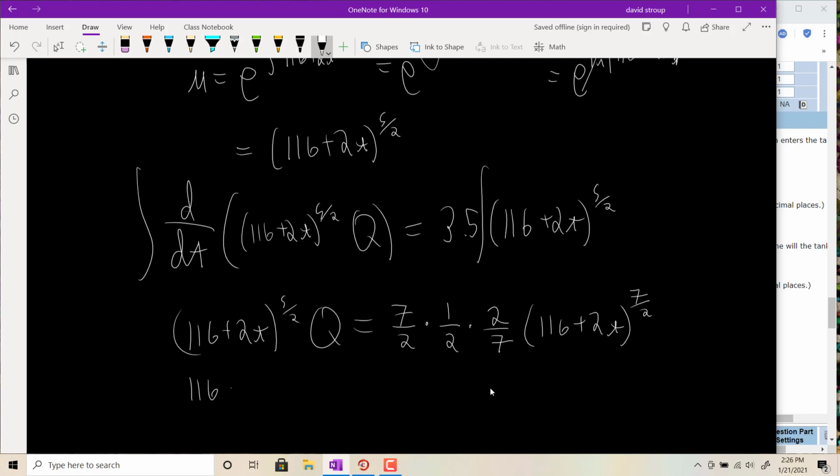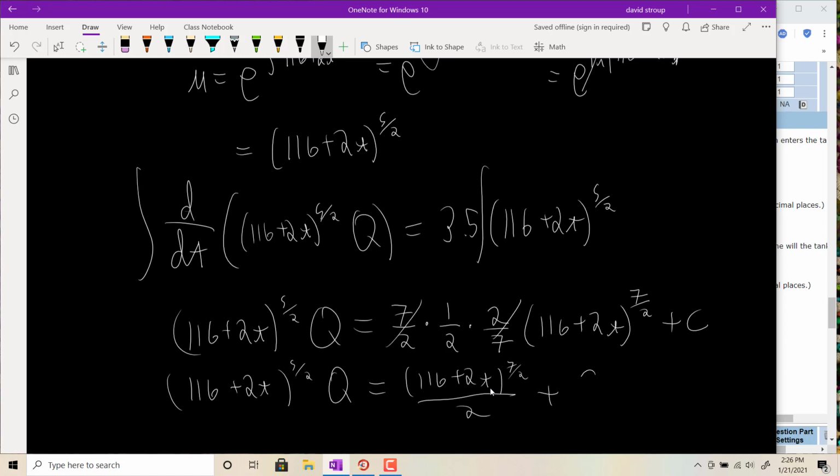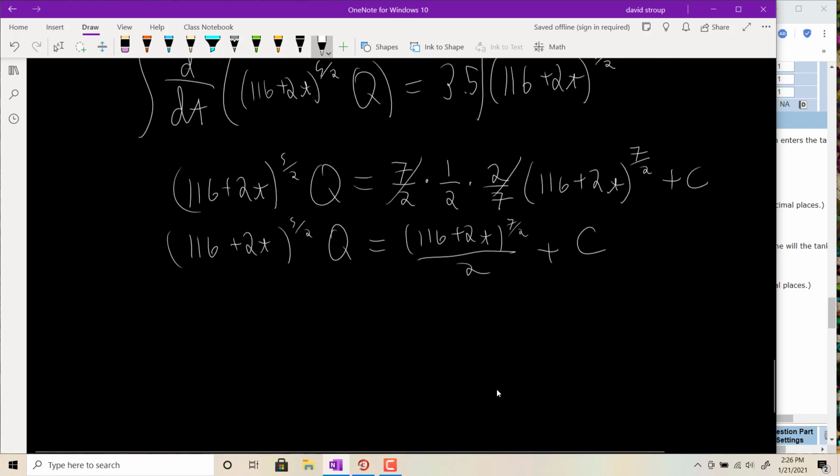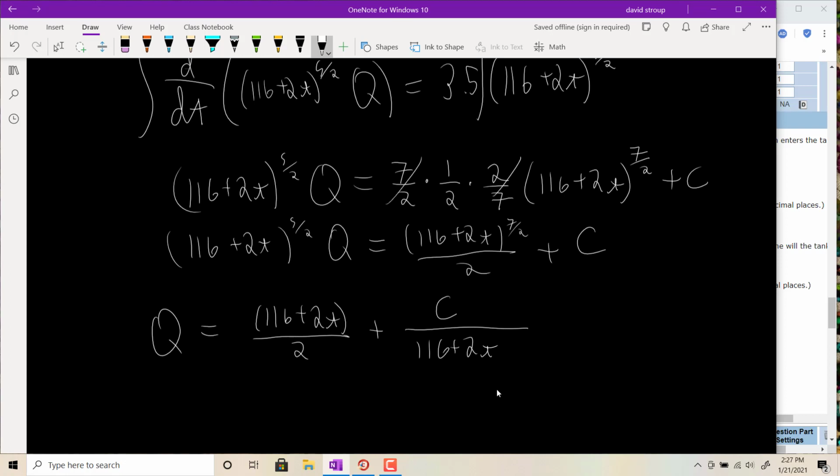And then we can clean it up a little bit. These cancel, and you're just left with (116 plus 2t) to the 7/2 divided by 2, and we need a plus C in there. Then you could divide both sides by (116 plus 2t) to the 5/2. You get Q equals, subtracting exponents for the first factor, (116 plus 2t) to the 2/2 over 2, plus C over (116 plus 2t) to the 5/2.